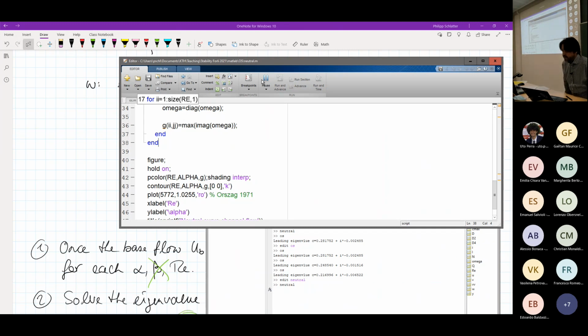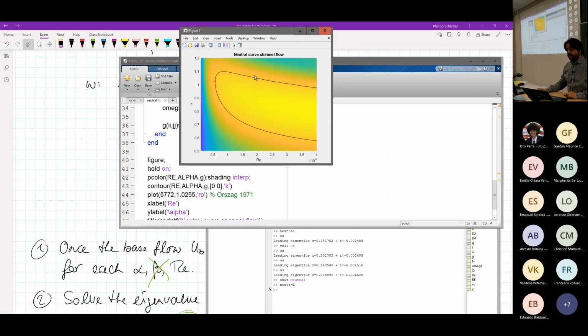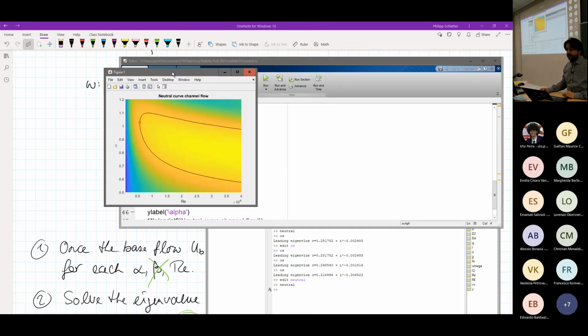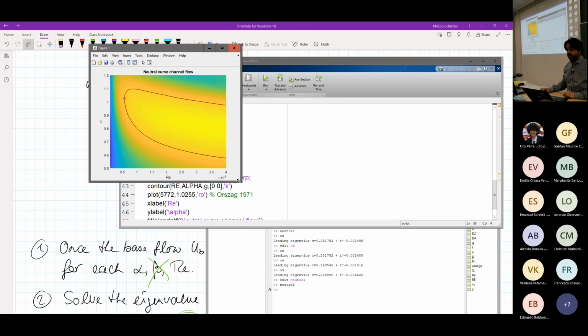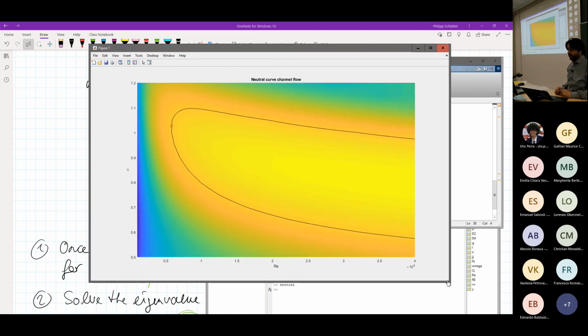Let me now calculate that. It takes a little bit longer because, of course, it has to solve the eigenvalue problem in a whole mesh. But this is the result that I get then at the end. And I think this is one of the main results from linear stability theory on channel flow.